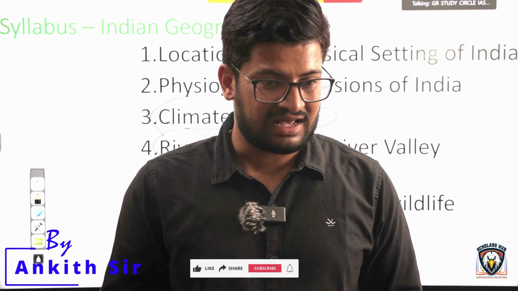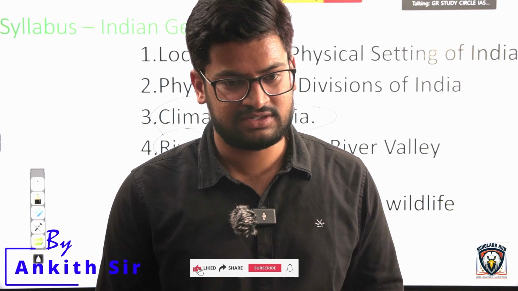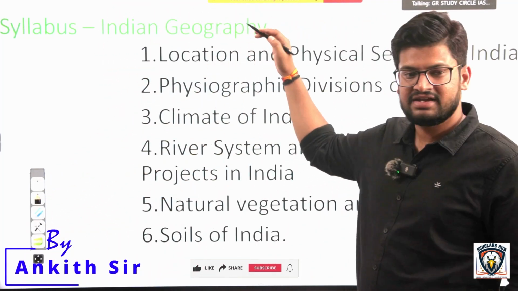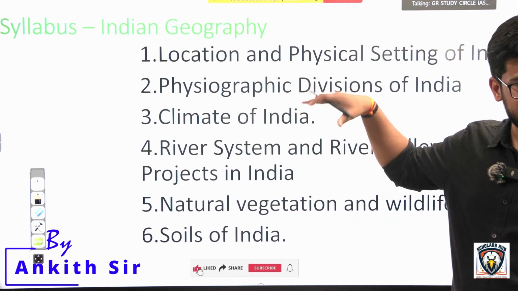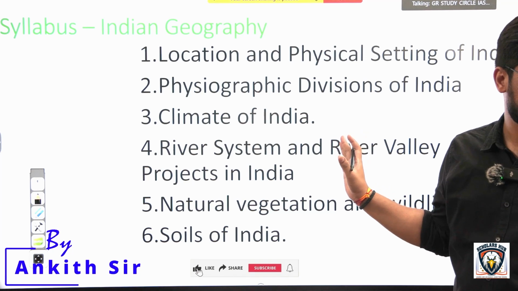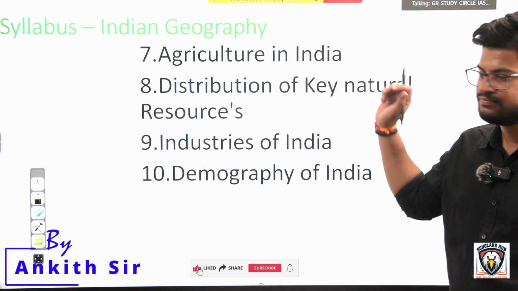Red and yellow soils, saline soils, peaty soils, forest soils. These soils we will be discussing, and their distribution also, where they are located. These all things come under India's physical geography. And how Indians interact with these features and how they make their livelihood, how they run the economy, and the population and statistics come under human geography.